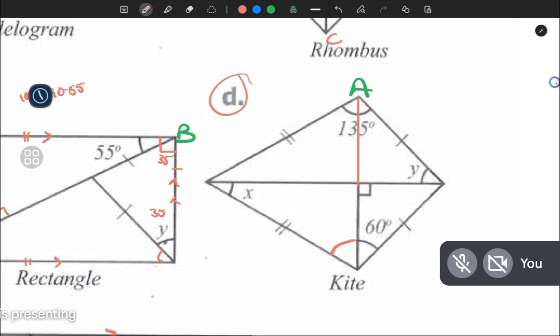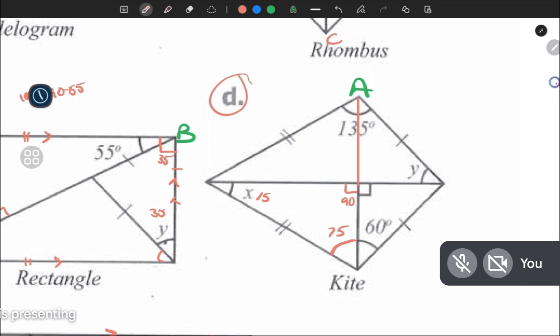Did you get the answer? Yeah. x is 15. Okay. How did you get that? So this angle is 90. 135 should be in both places. So that gives us 75 over there. Okay.